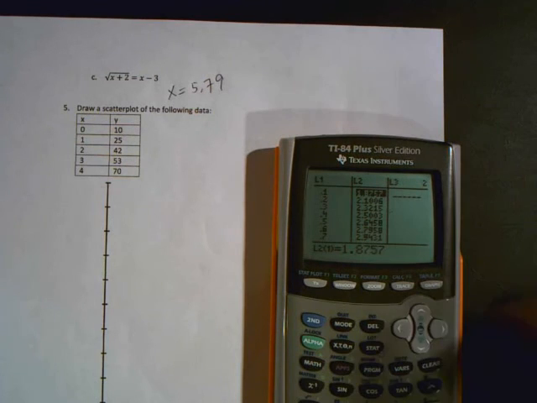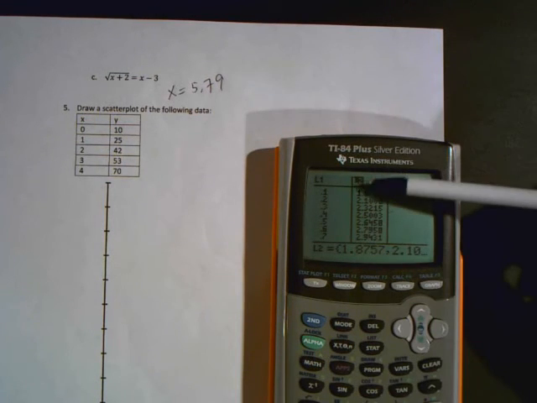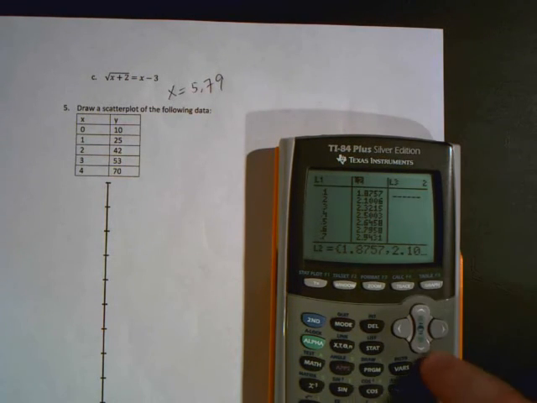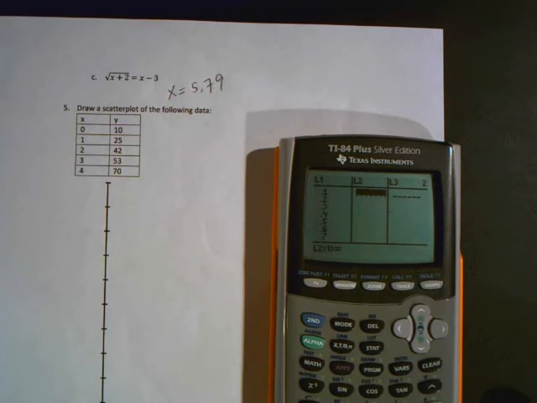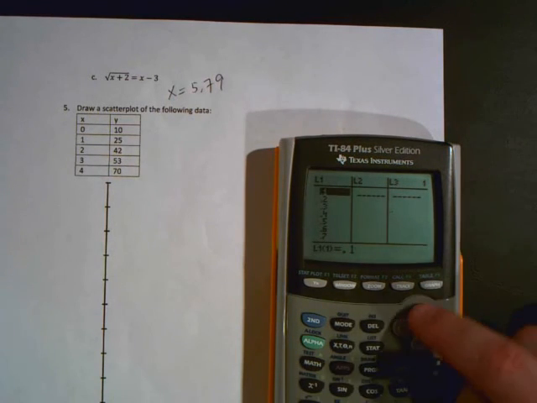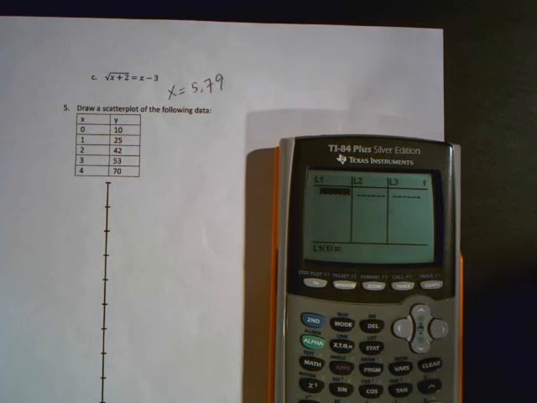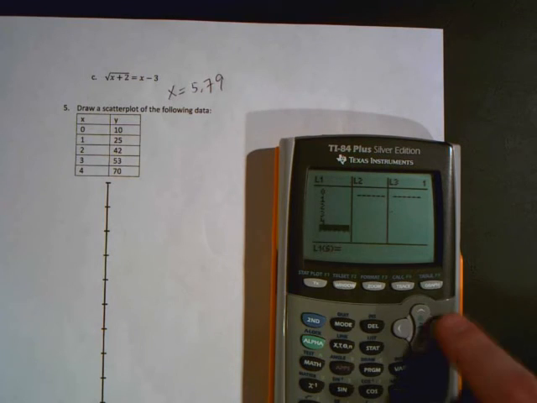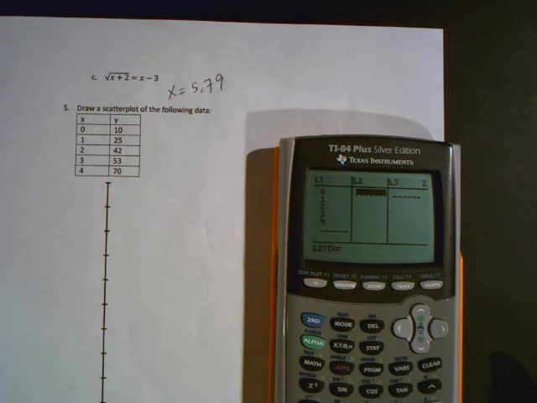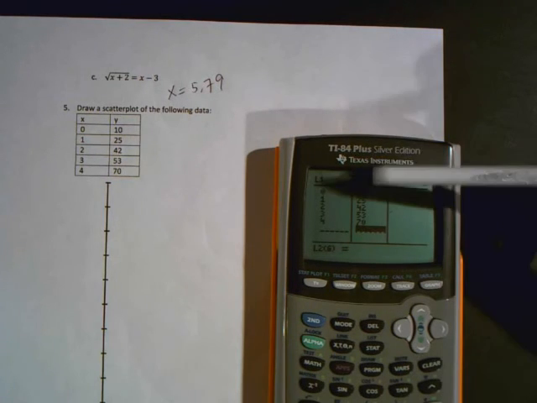To get rid of it, hit the up arrow to go to the top of the list, and then hit clear, enter. And it'll get rid of it all. I'm going to go over to L2, hit up to go to the top of the list, clear, enter to get rid of it all. Okay, I type my X numbers into L1, 0, 1, 2, 3, 4, and I type my Y numbers into L2. 10, 25, 42, 53, and 70. So I have my data all typed in.